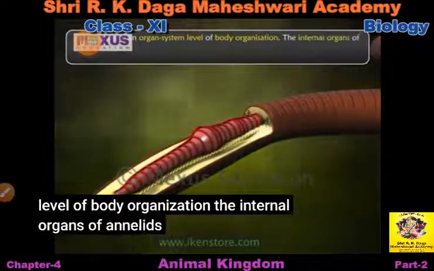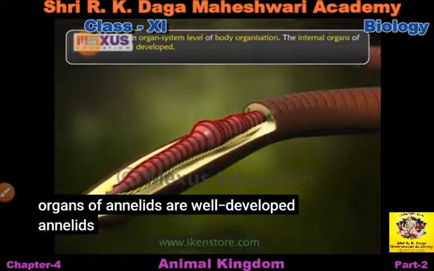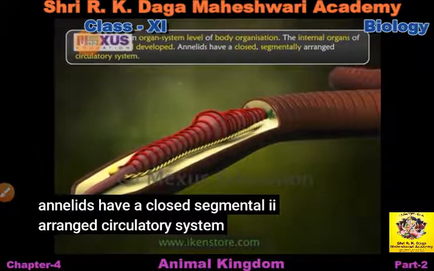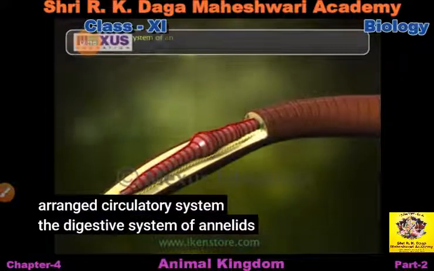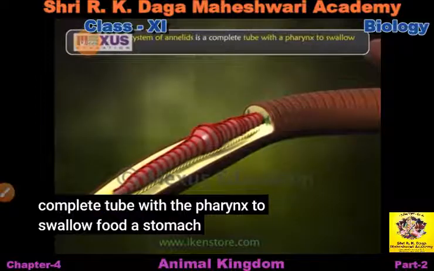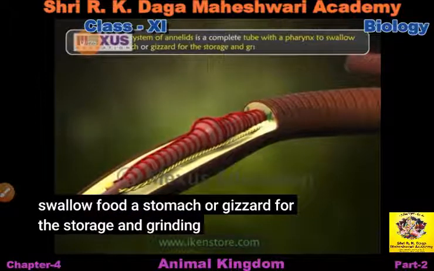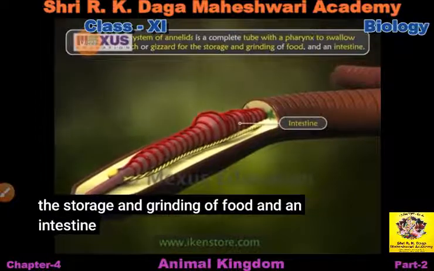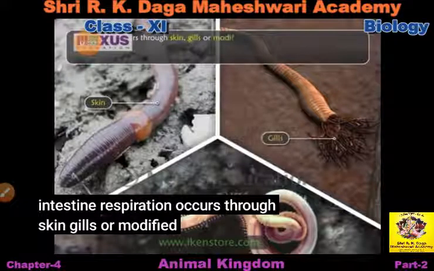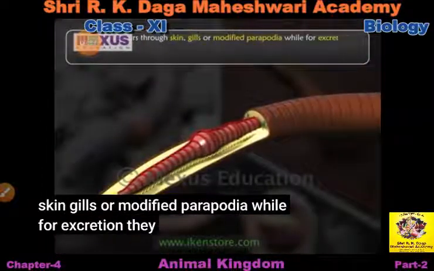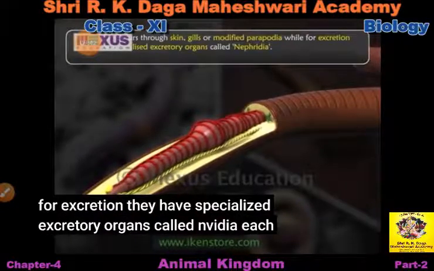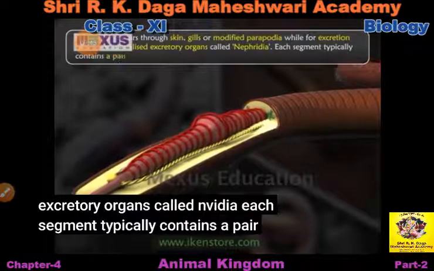The internal organs of annelids are well developed. Annelids have a closed, segmentally arranged circulatory system. The digestive system of annelids is a complete tube with a pharynx to swallow food, a stomach or gizzard for the storage and grinding of food, and an intestine. Respiration occurs through skin, gills, or modified parapodia, while for excretion they have specialized excretory organs called nephridia. Each segment typically contains a pair of nephridia.